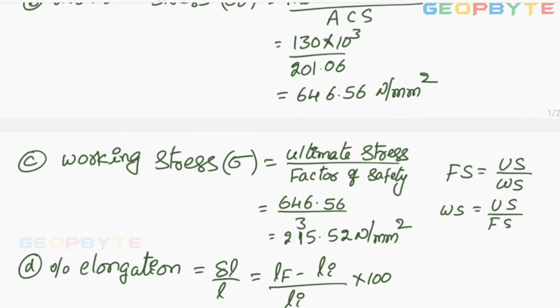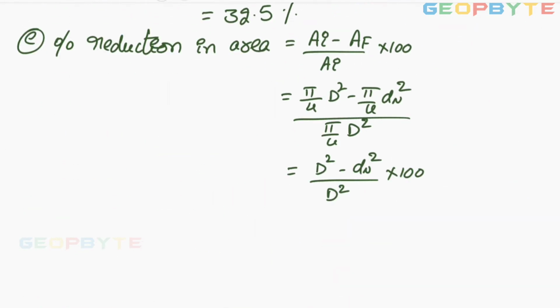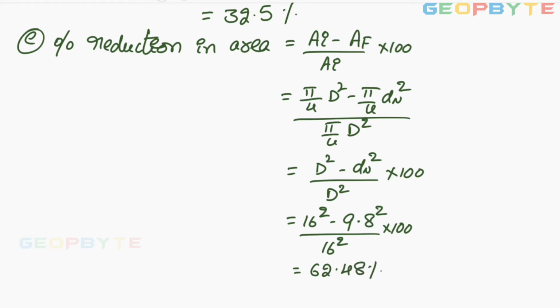So it is equal to 16 square minus 9.8 whole square divided by 16 square, into 100. It is equal to 62.48. 62.48 percentage. That is how the problem can be solved.